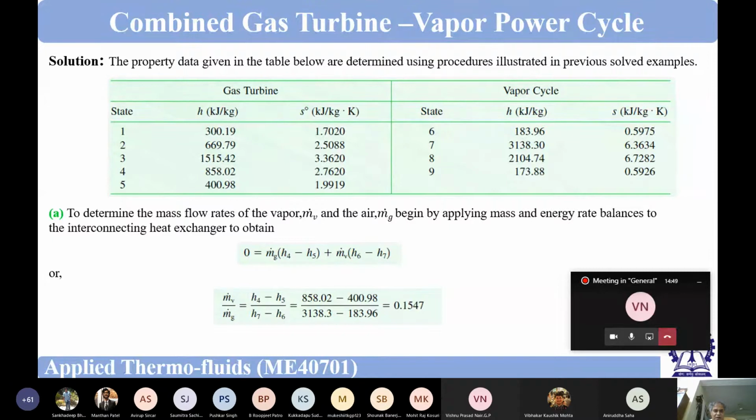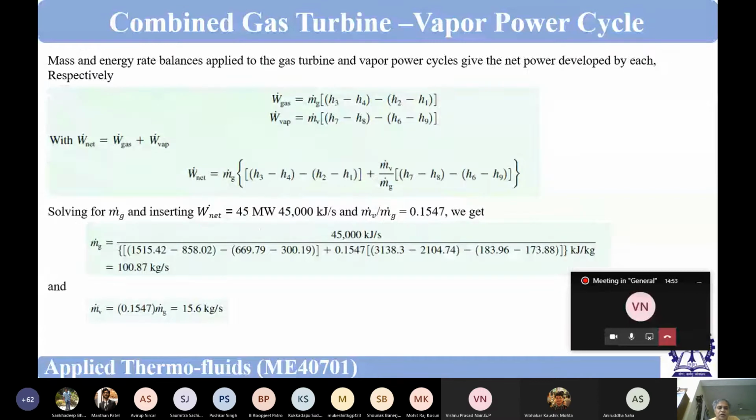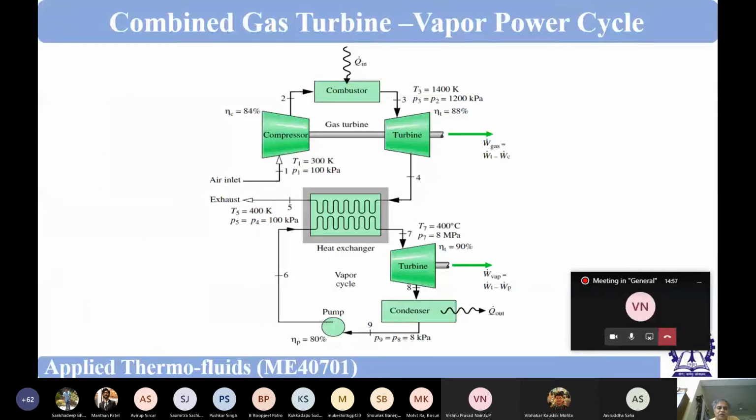Then we have made a table of all the important points of the gas turbine and steam turbine. We have done 1, 2, 3, 4, 5. Let us see what is 1, 2, 3, 4, 5. 1 is the air inlet. 2 is the outlet from the compressor. 3 is the outlet from the combustion chamber or combustor. 4 is the outlet from the turbine, and 5 is the outlet from the HRSG. And everywhere temperature and pressures are given. It is assumed that in the combustor there is no change in pressure, and in the heat exchanger or HRSG also there is no change in pressure.